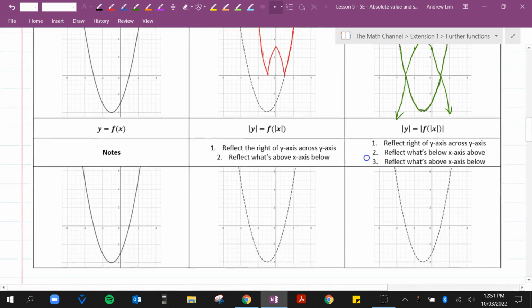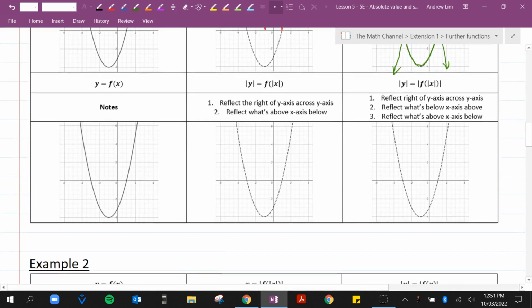Right. Next one. The absolute value of y is equal to f of the absolute value of x. Again, we need to do this first, which means absolute value of x, we need to reflect across the y-axis, and then do this, absolute value of y, reflect across the x-axis. So we'll reflect across the y-axis first.